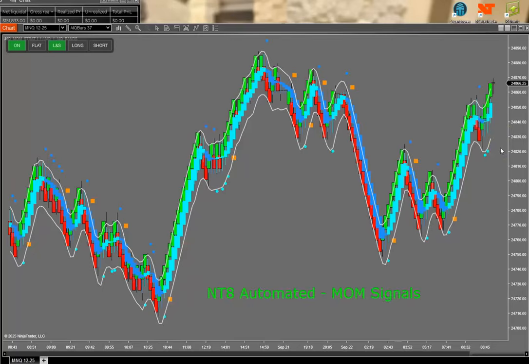If I get a short signal, it will flatten my longs and basically put me into a fresh trade to the short side, all automated. So that's how the system works.